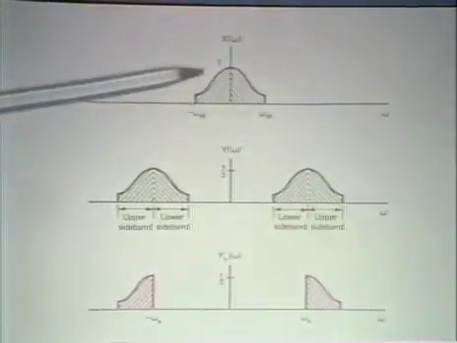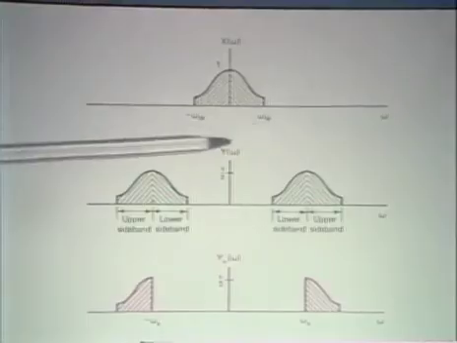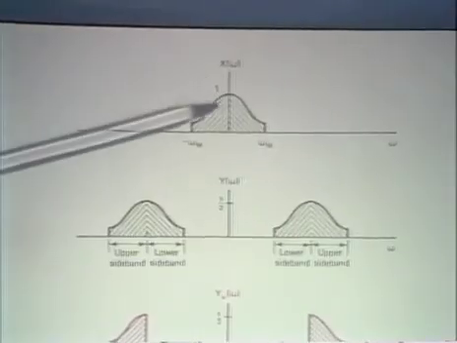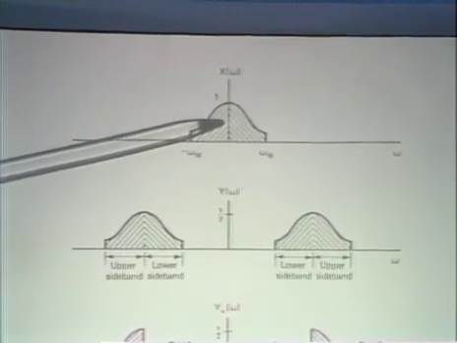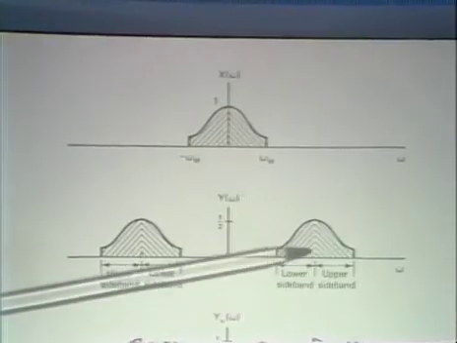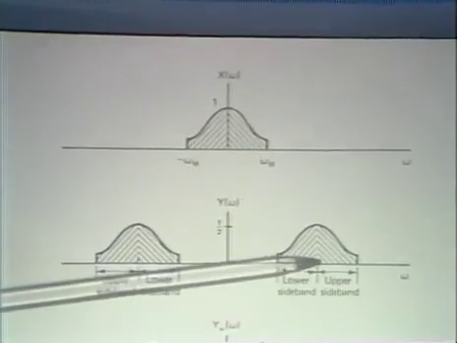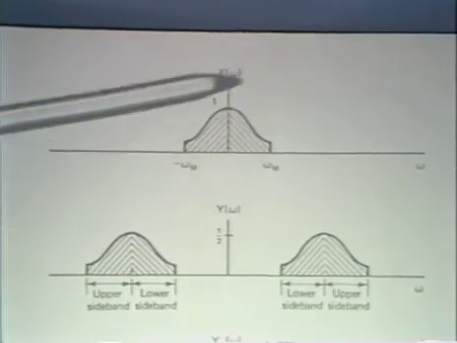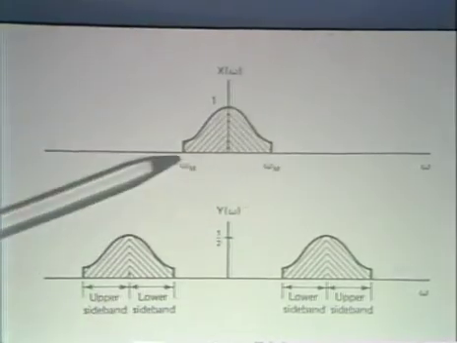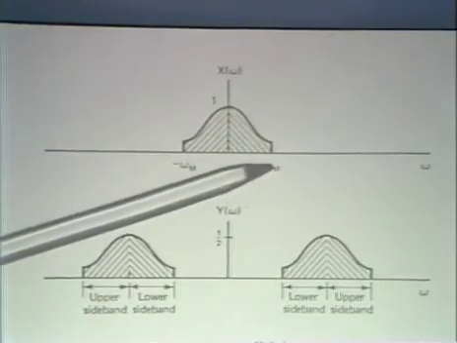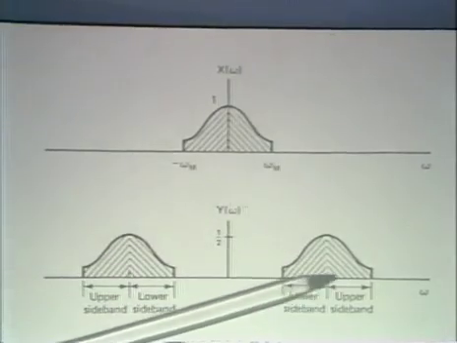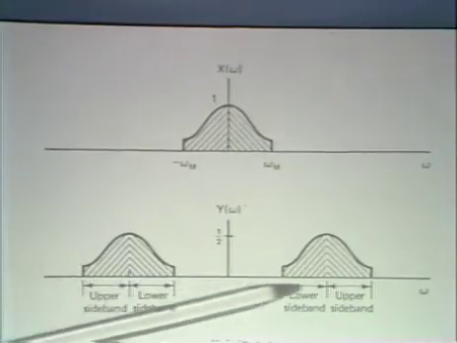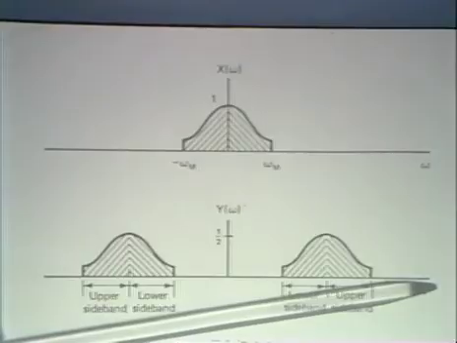Let me indicate what that is. Let's look again at the spectrum of x of t, which I've indicated here. In a sinusoidal amplitude modulation system, we would shift this to be centered around plus and minus the carrier frequency. Now notice that in the original system, we occupy a frequency spectrum that's 2 times omega sub m. By the time we've shifted it, thinking of positive and negative frequencies, we've used up twice as much of the frequency spectrum.